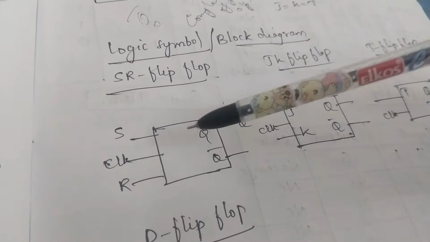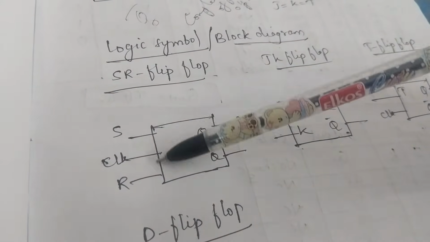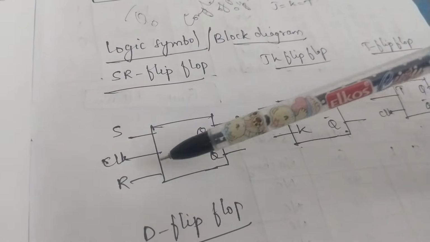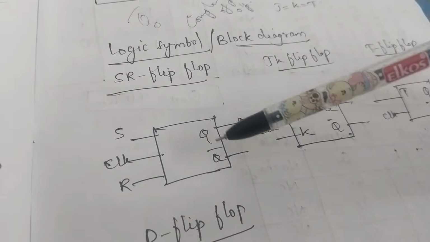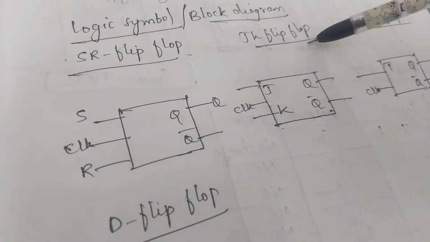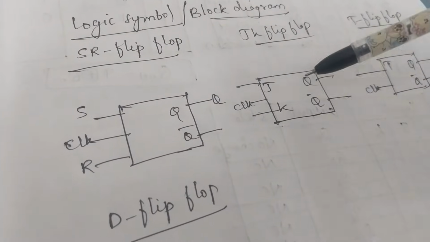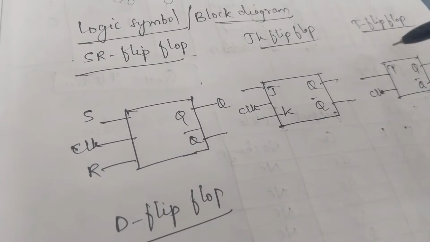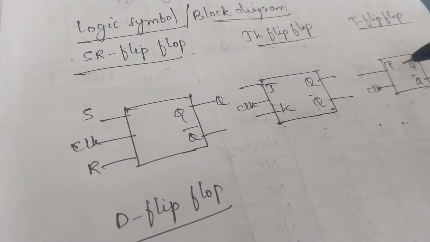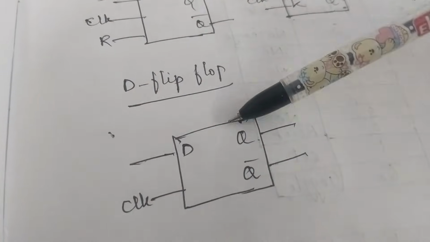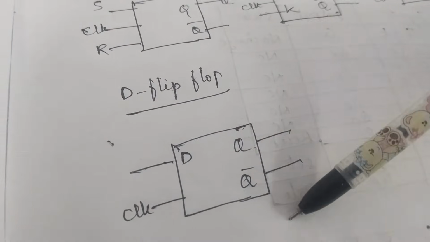First we have the SR flip-flop, so you have to draw the block one. The inputs are the S input, the R input, and additionally the clock input we have, and the outputs are Q and Q bar. Similarly, for the JK flip-flop we have the J input, K input, clock input, Q and Q bar. For the T flip-flop, the T input, you have to draw clock, Q and Q bar, and the last one is the D flip-flop, D input, clock, Q and Q bar.